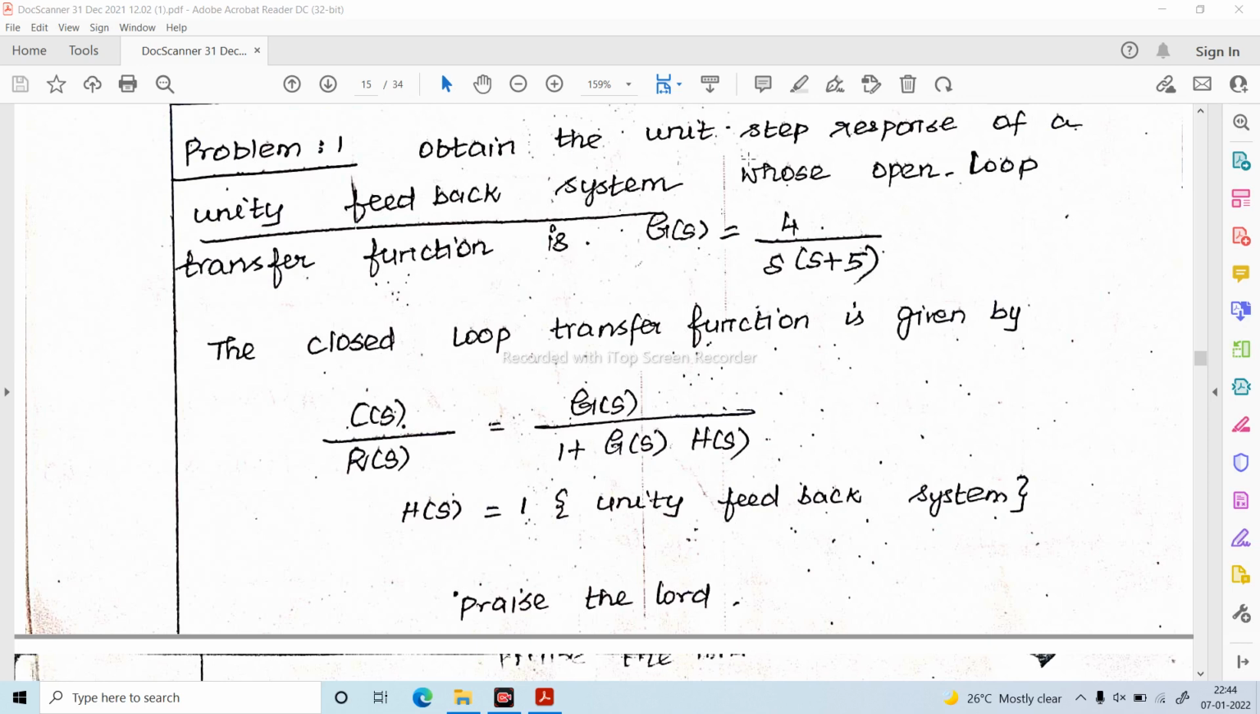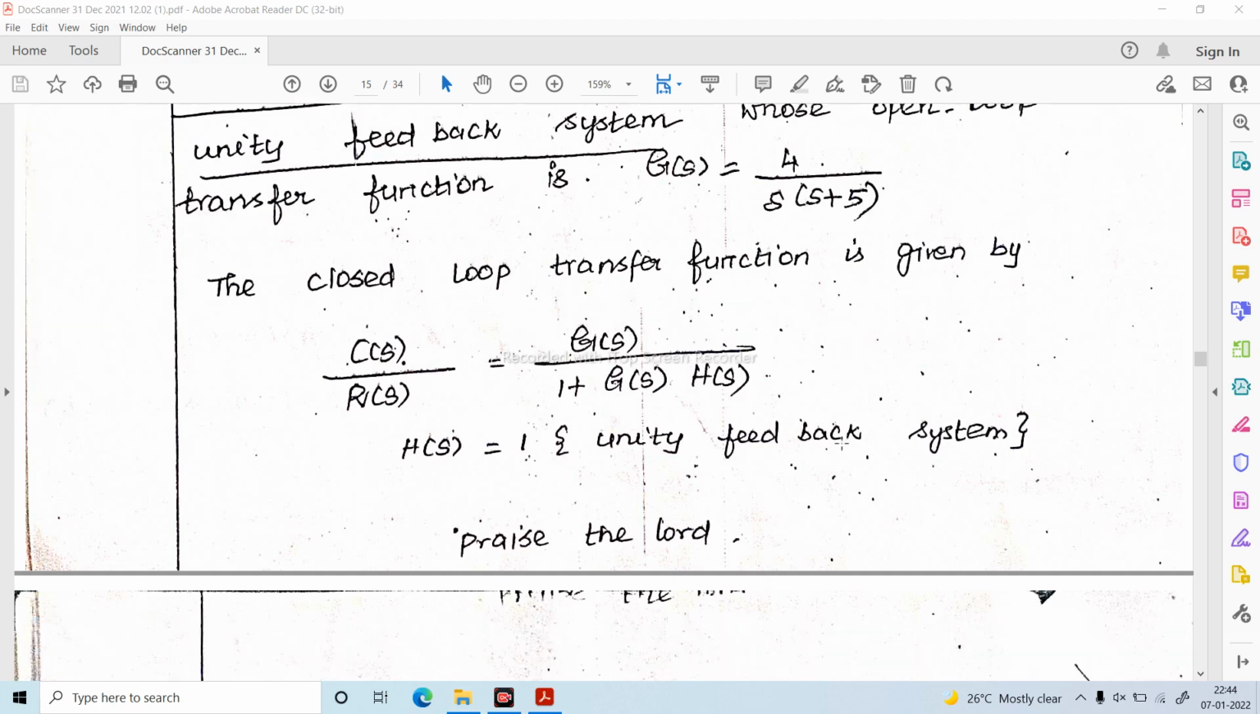Obtain the unit step response of the unity feedback system whose open loop transfer function is G of s equal to 4 divided by s into s plus 5. Here G of s is given, the open loop transfer function, and H of s is equal to 1 because it is a unity feedback system. So how to find the closed loop transfer function? C of s by R of s equal to G of s divided by 1 plus G of s into H of s. H of s is 1, and G of s is 4 divided by s into s plus 5.